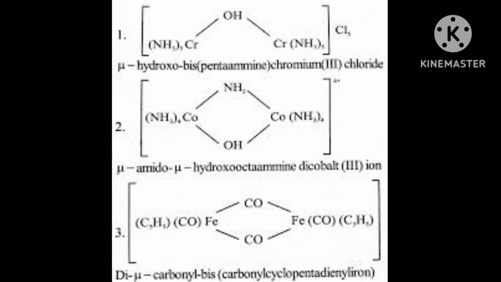Suppose cobalt is in a complex anion. What I discussed in the beginning was in a cation. Now suppose cobalt is in an anion complex, negative. Then how will you name this cobalt? For example, cobalt in a complex anion.